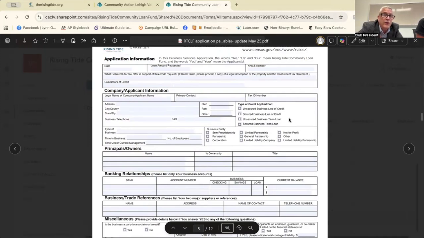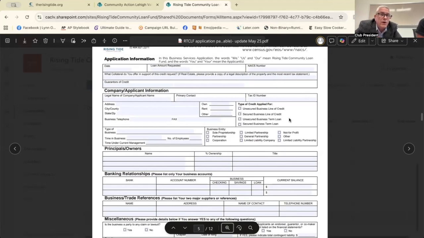A NAICS code is defined by the state, what type of business you're in, what industry. We can help you look that up. There is a resource at the top of the page, www.census.gov. If you log on to that, you'll be able to find your industry. So if you were in the grocery store business or the construction business, it'll have a code for you that you can insert where it says NAICS code.